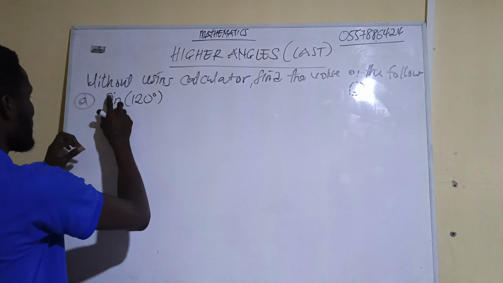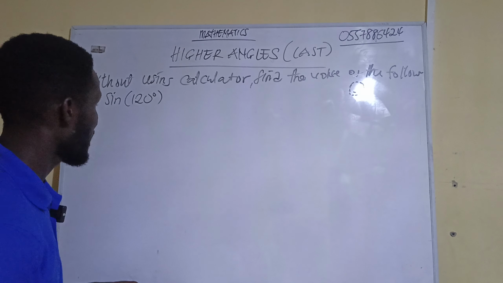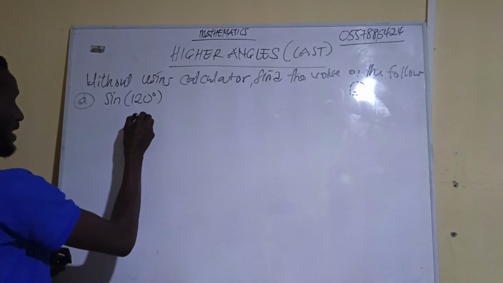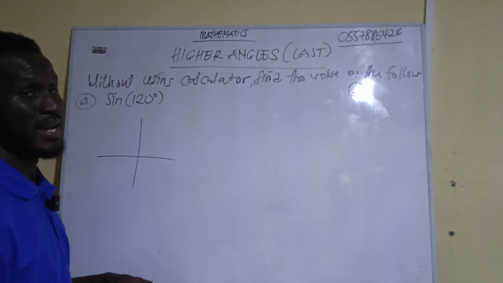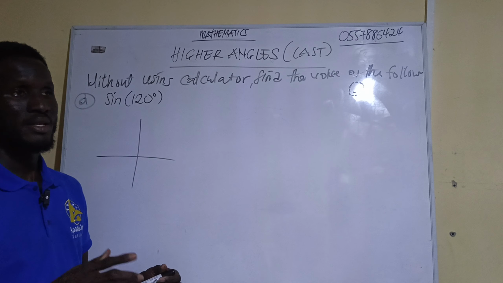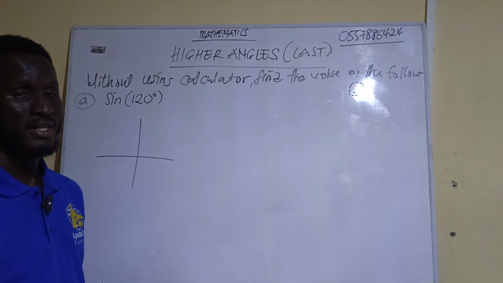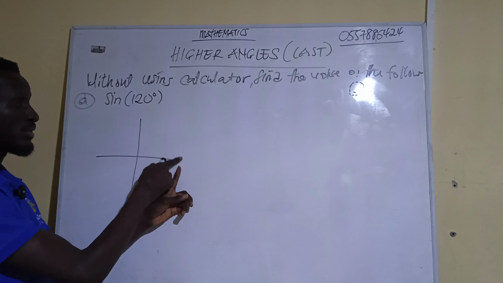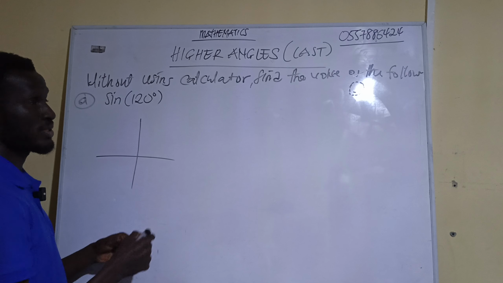Don't forget that we said already that on the Cartesian plane, angles are read in the anti-clockwise direction. That is, we move this way. This place is 0 degrees, then 90 degrees, 180, 270, and 360.